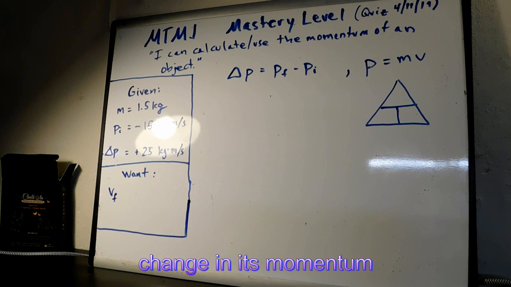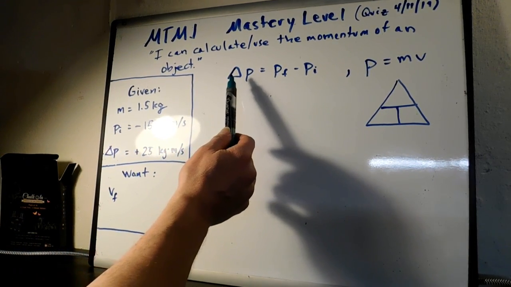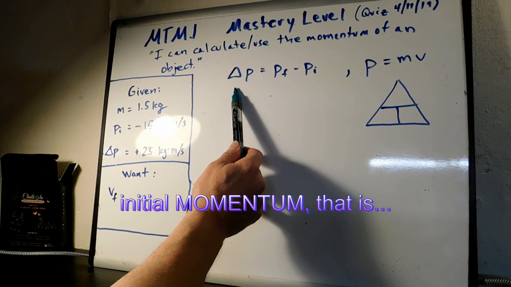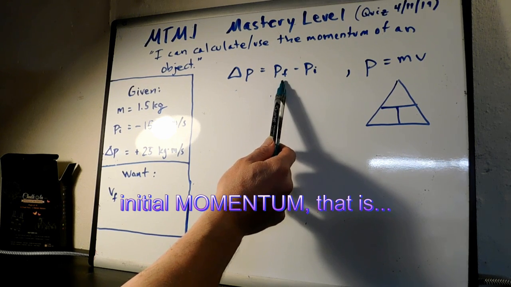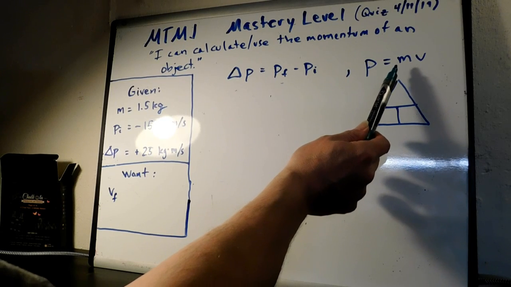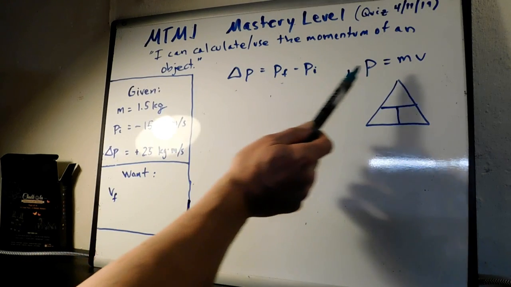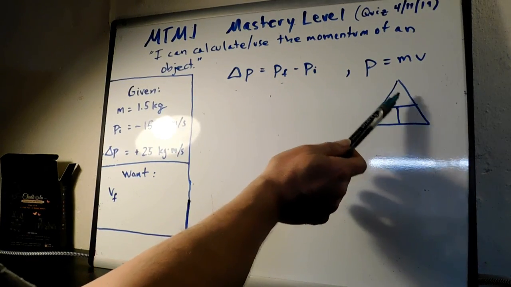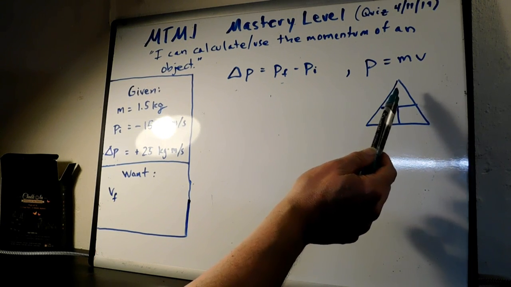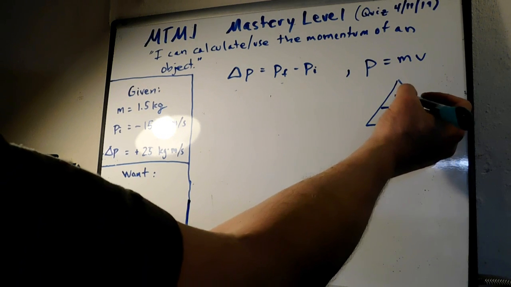So this is going to require two different equations for us to use. One is we're going to need to use that initial momentum and the momentum change that we're given to find the final momentum. And then we're going to take that final momentum and use it and the mass that we're given of 1.5 kilograms to find the velocity. And we're going to have to, of course, rearrange this equation to solve for velocity using our pyramid, or algebra, of course. So let's start with that.